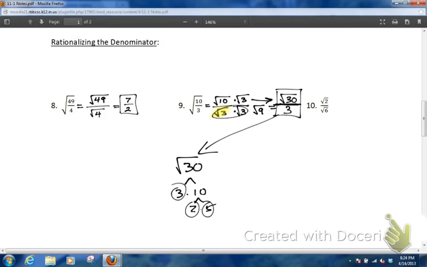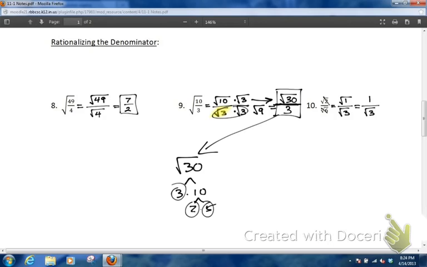Alright, number 10 here, kind of talking about what I was saying a minute ago: the square root of 2 and the square root of 6 are both radicals. They're being divided, and they're both divisible by 2, so I'm going to reduce these both by 2, and I now have the square root of 1 over the square root of 3. Well, the square root of 1 is nice because it's just 1, but I still have this problem of having a radical in the denominator.